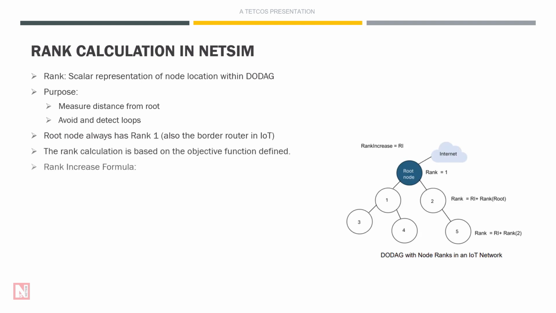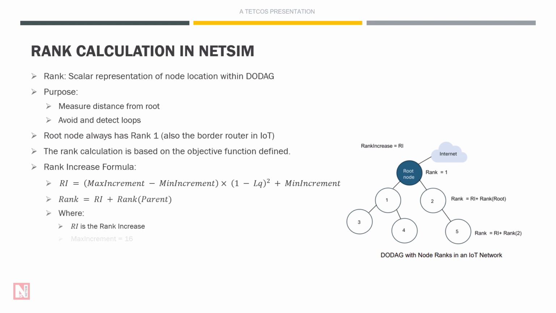The formula for rank increase is rank increase equals (max increment minus min increment) times (1 minus link quality) squared plus min increment. Once the rank increase is calculated, the final rank of a node is determined as rank equals rank increase plus rank of parent, where max increment is 16, min increment is 1, as per RFC 6550. LQ is the link quality. This dynamic approach ensures that nodes farther from the root or with poor link quality will have higher ranks, maintaining a stable and loop-free topology.